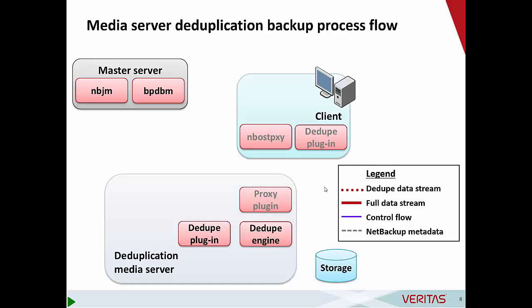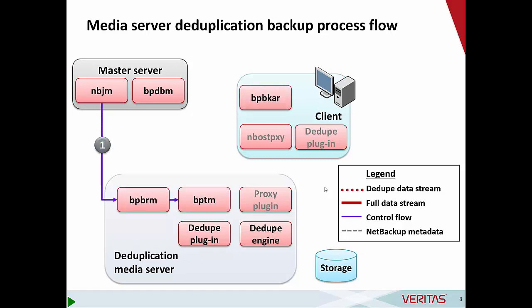Here's a detailed backup process flow when we do media server dedupe. And so the job is initiated by the scheduler as usual. It's the job manager NBJM process that'll be actually running the job on the master server. The master server reaches out to the media server and starts the bpbrm process, the backup and restore manager. Backup and restore manager will first connect to the client to make sure it's available, and if it is, it'll start the bptm process. So far, by the way, nothing is different in this job than about any other job that we covered in previous lessons.